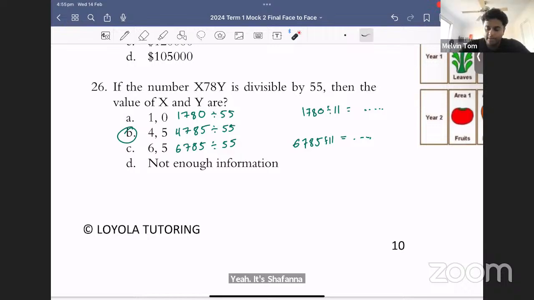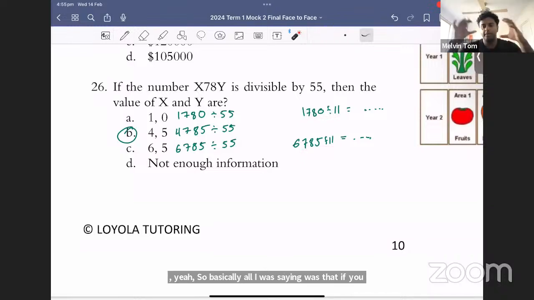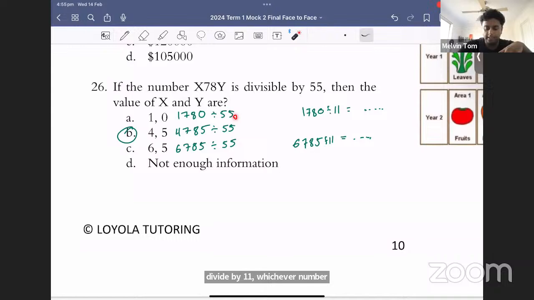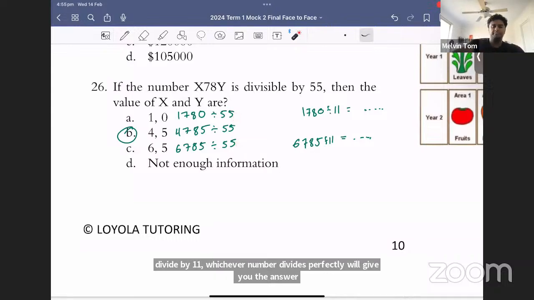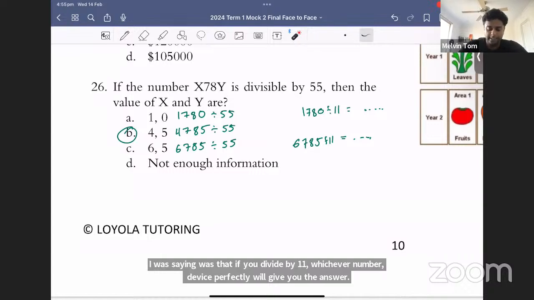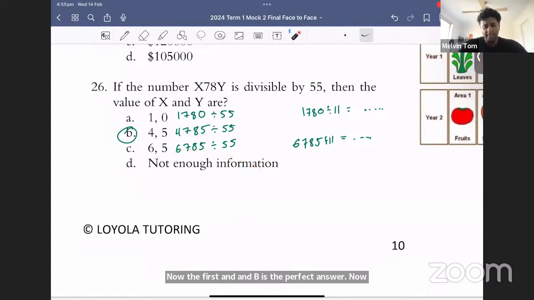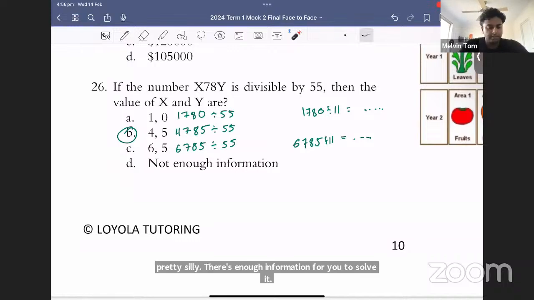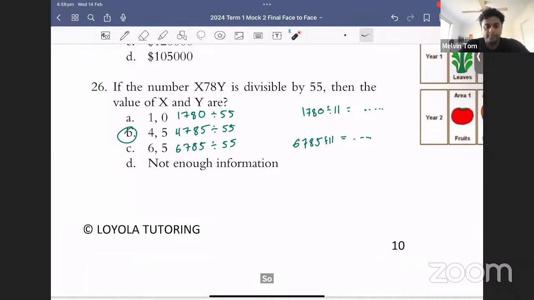So basically, all I was saying was that if you divide by 11, whichever number divides perfectly will give you the answer. Now, the first and the third one will be giving you decimal points, and B is a perfect answer. Now, D is pretty silly. There's enough information for you to solve it, so it's not that answer.